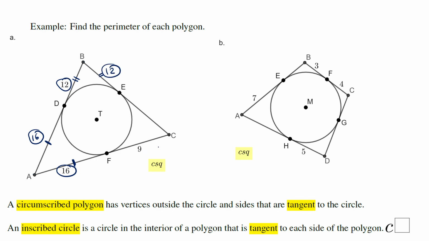And very similar for point C. Two tangents starting from point C. So these two segments are congruent. So if this is 9, this is 9.